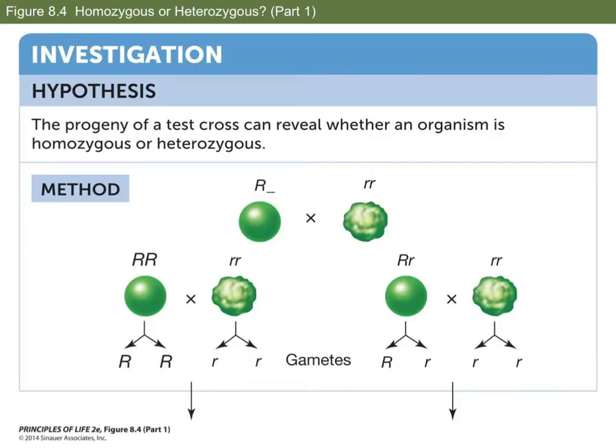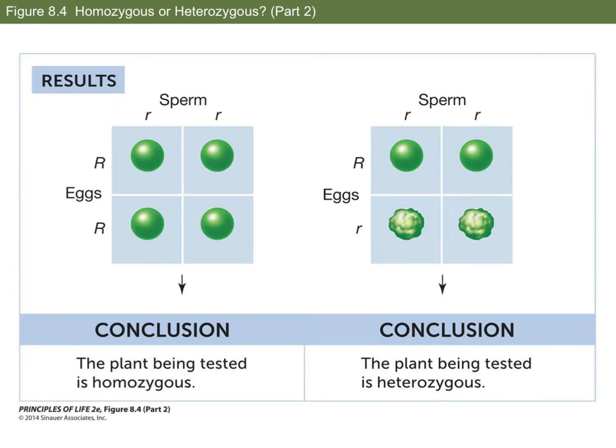So this is an example of a test cross. We have an unknown dominant condition here, and we're going to cross it with the homozygous recessive. If the individual is big R big R, then we're going to see different results than if the individual is big R little r. So depending on the results, we can determine if its genotype is big R big R, or big R little r. Let's see what the results are.